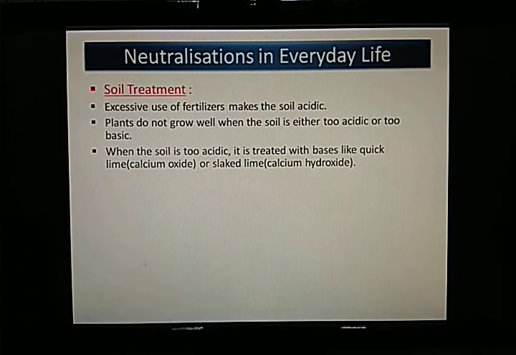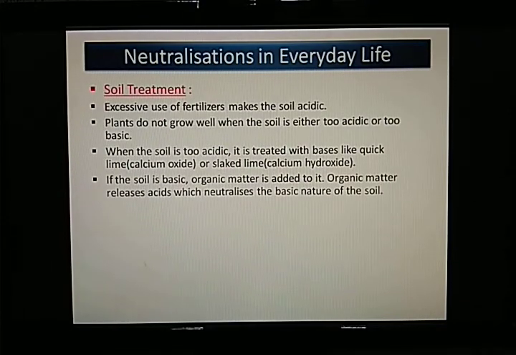If it is too acidic in nature, we have to add a base to it. So we can add quicklime or slaked lime. Quicklime is that white powder, chuna. So we add it to the soil. Why do we add it? Because chuna is a base. It can help to reduce the acidic level of the soil. And if it is basic, we can add some organic matter like dead leaves, dead branches, even the cow dung, which is used as manure. We can add all those to reduce the basic nature of the soil.